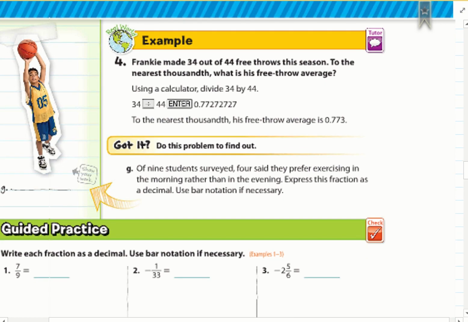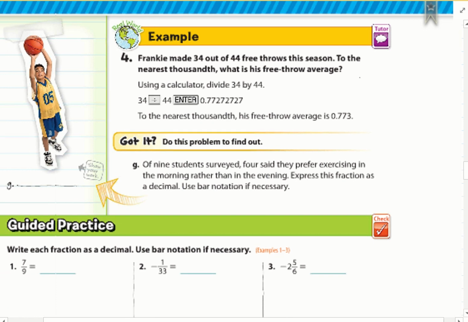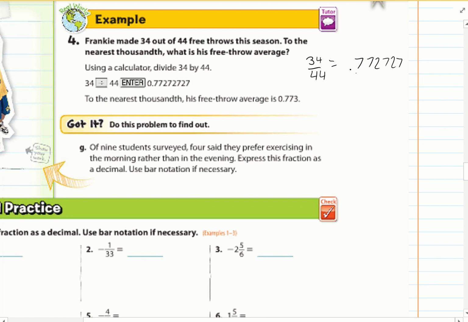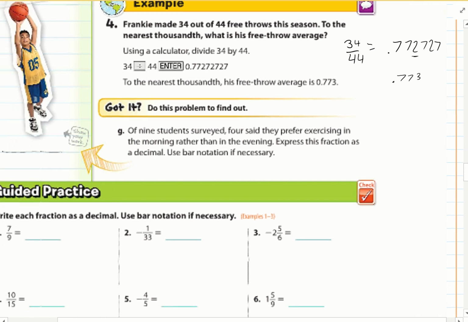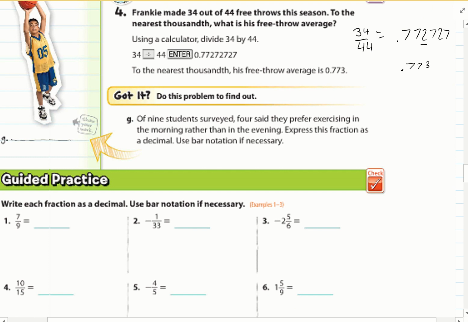This is example 4. Frankie made 34 out of 44 free throws this season. To the nearest thousandth, what is his free throw average? So we have 34 over 44. If you put that in a calculator, we get 0.772727. So to the nearest thousandths, this is tenths, hundredths, thousandths. We're going to have 773 thousandths. So go ahead and try G.